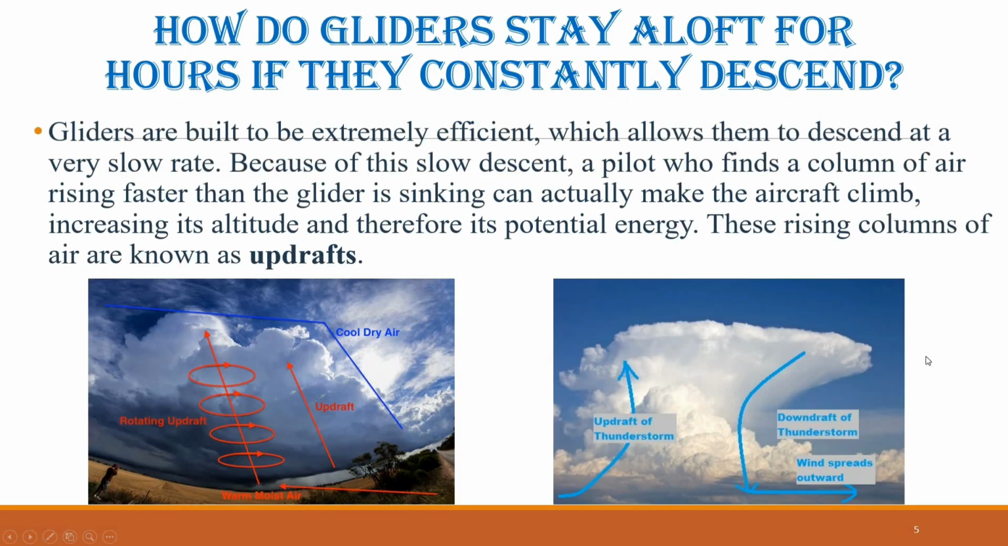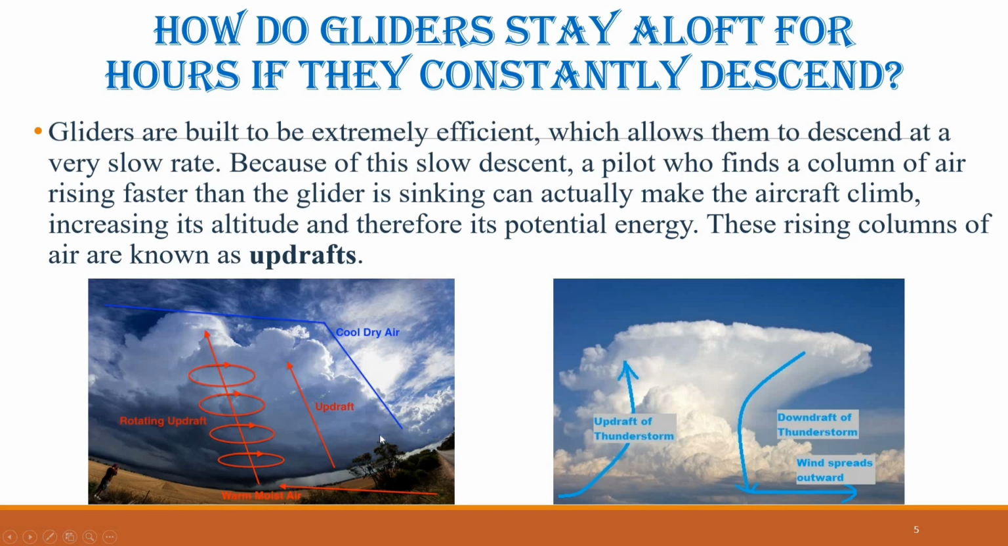How do gliders stay aloft for hours if they constantly descend? Gliders are built to be extremely efficient, which allows them to descend at a very slow rate. Because of this slow descent, a pilot who finds a column of air rising faster than the glider is sinking can actually make the aircraft climb, increasing its altitude and therefore its potential energy. These rising columns of air are known as updrafts.